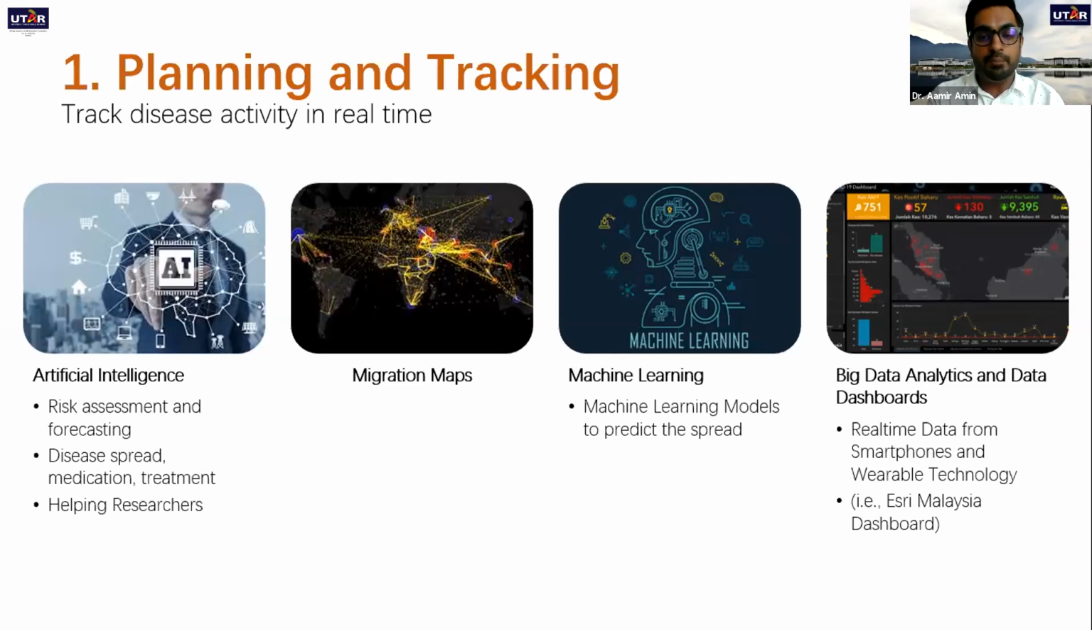Machine learning models have predicted the spread of the pandemic. And then big data analytics and data dashboards, for example, the real-time data from smartphones and wearable technologies. There have been companies, for example, the SV Malaysia dashboard. If you go there, you can see in real time how the pandemic is, or how the people who have infections are moving from one area to another. Now, based on this information, the countries have been able to track the spread of the disease and also make strategies accordingly to mitigate the spread of the virus.